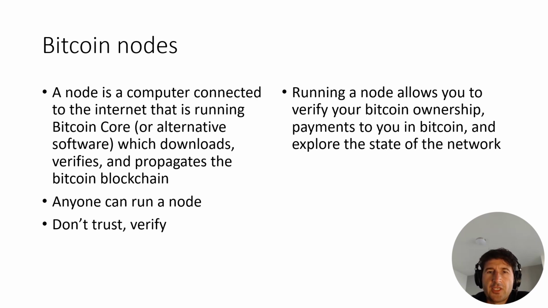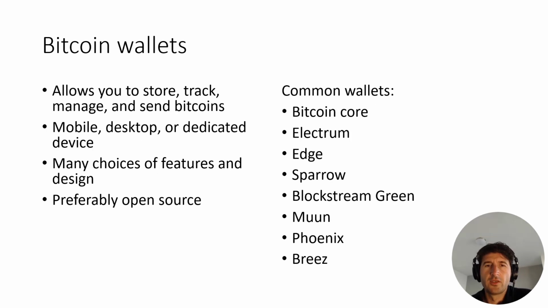The nice thing about running a node is that it lets you verify the ownership of your Bitcoins, payments to you in Bitcoin, and lets you most directly view the state of the network instead of asking someone else. There's a saying in Bitcoin, don't trust, verify. And the nice thing about Bitcoin is Bitcoin really lets you do that.